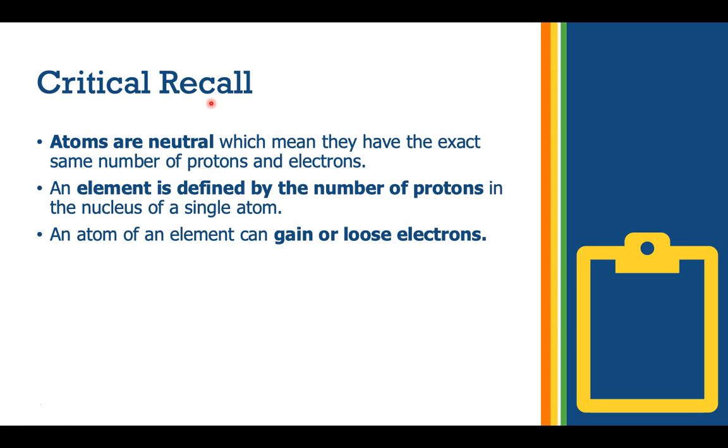So this is critical recall, okay? Atoms are neutral, which means that they have the exact same number of protons and electrons. An element is defined by the number of protons in the nucleus of a single atom. An atom of an element can gain or lose electrons. Remember that.